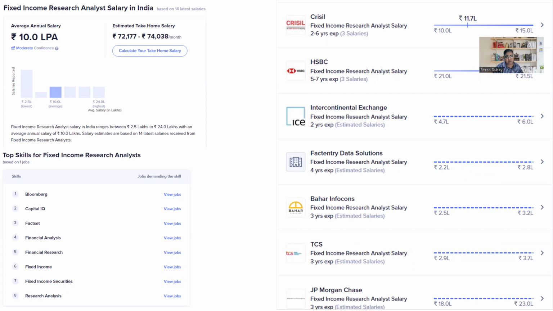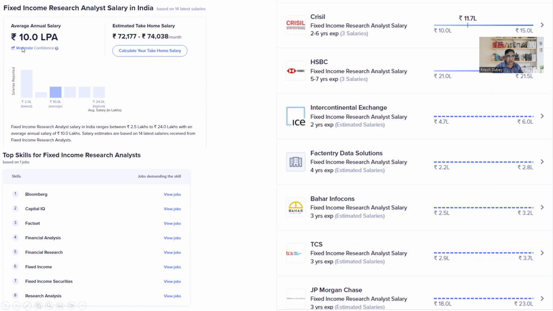Most of these designations, what we are looking at is the fixed income research analyst salary. The previous one which I had shown was the fixed income trader's salary, which was in dollar terms, right? So these are the two immediate choices that are available.